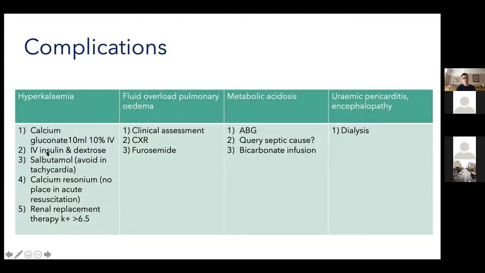So you've got your management of hyperkalemia there, fluid overload, and metabolic acidosis, where if it's not septic, bicarbonate infusion can help resolve that. And in your uremic presentations, if you've got uremic pericarditis, it's going to be a patient with chest pain with an AKI or chronic kidney disease, and those muffled heart sounds. With encephalopathy, you can have a reduced GCS or confusion or odd behavior, and treatment for that is dialysis.